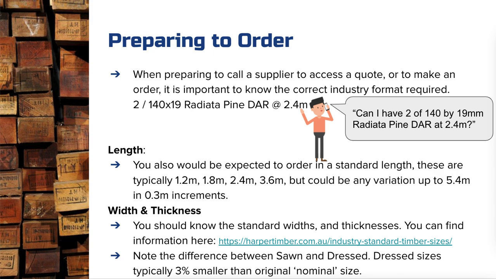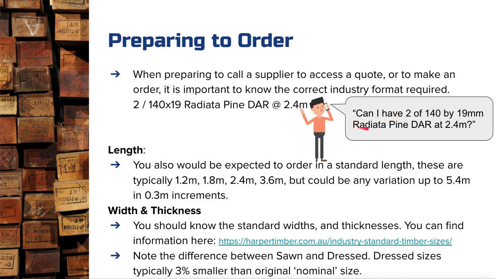When you call them, you can see I've got a little script there. I would be saying something like, "Hi, I'd like to order 2 of 140 by 19 millimeter radiata pine DAR at 2.4." It may sound like mumbo jumbo, but let's break down what's being spoken about here. I'm saying I need 2, that's a quantity. Of 140 by 19, that's a width and thickness dimension. That's the cross section of my timber.